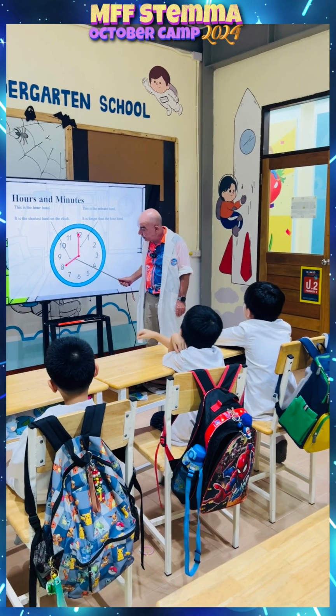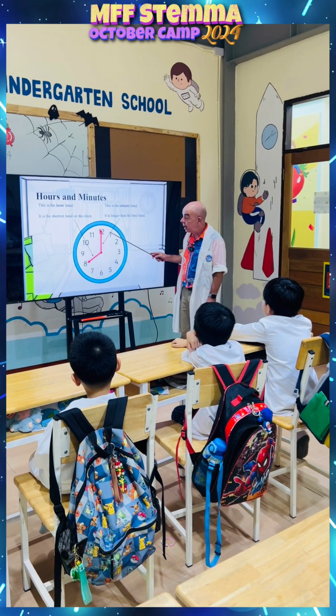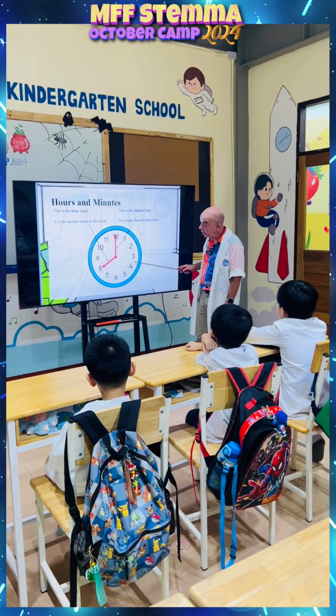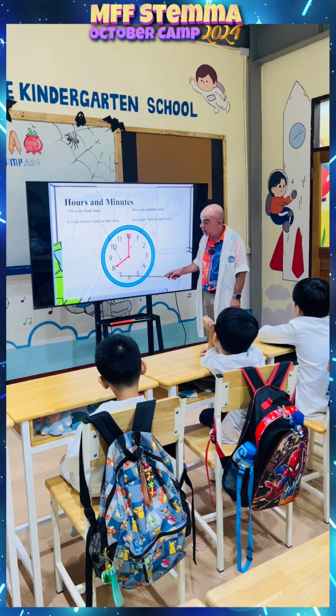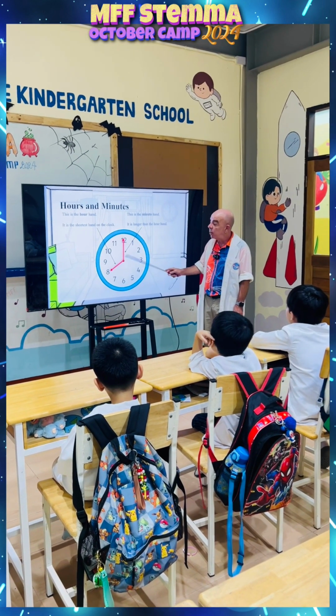Shortest, okay? So it points to the hours, and the hours are here. 1, 2, 3, 4, 5, 6, 7, 8, 9, 10, 11, 12. It points to the hours.